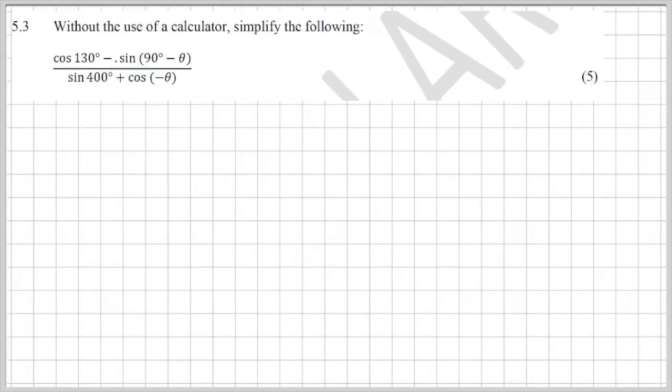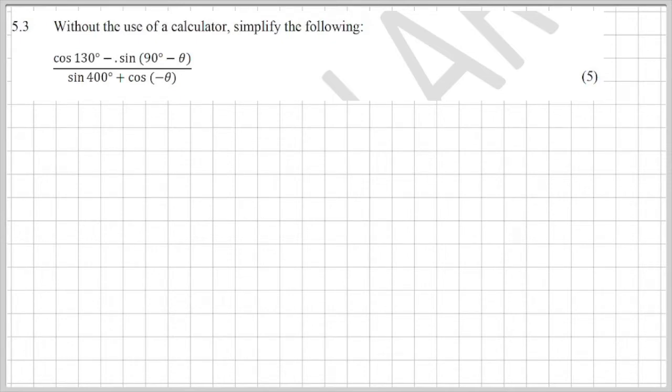Let's take a look at question 5.3. Now it says there without use of a calculator. Later on in the video, I'm also going to talk about without use of a calculator. But basically, I'm either going to go towards special angles or towards things dividing away. That's kind of my go-to things for now.